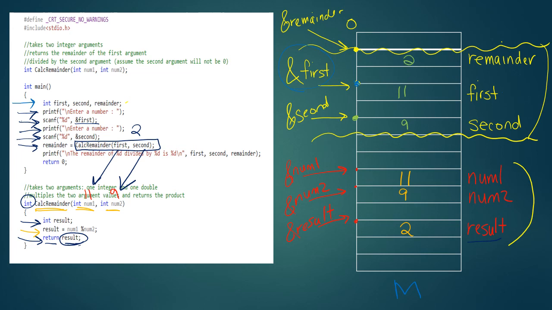So the other thing to remember is that these three variables, first, second, and remainder, are local to the main function. And these three variables, num1, num2, and result, are local to the calc remainder function. All right, so I'm going to pause for a second, and then I'm going to make a second video with some more information.